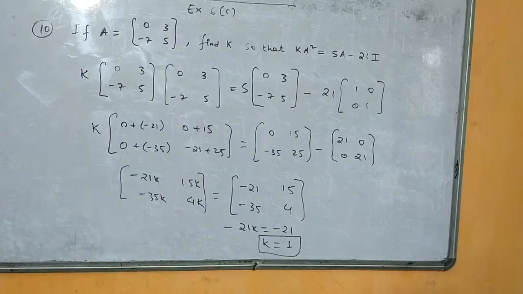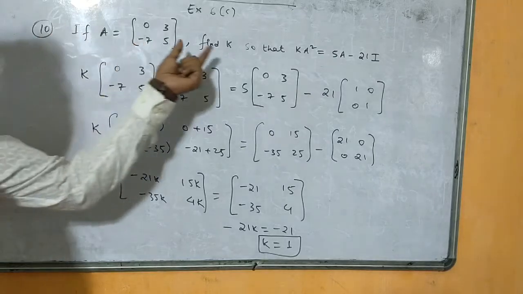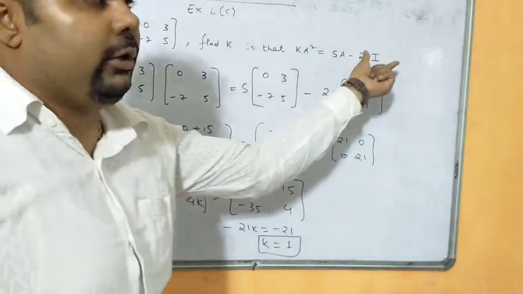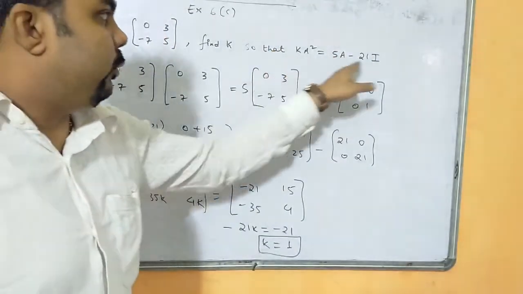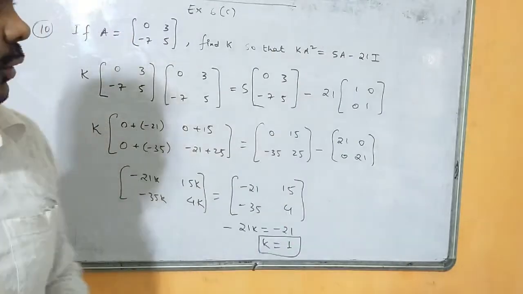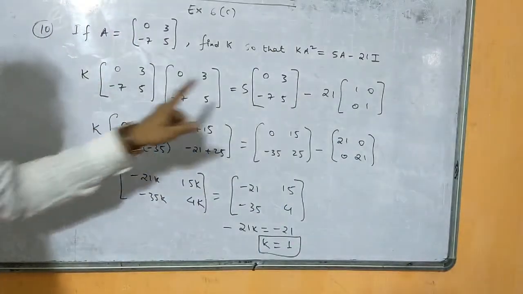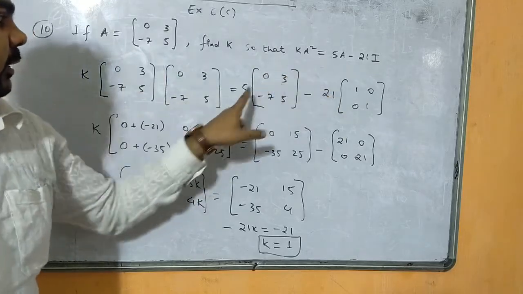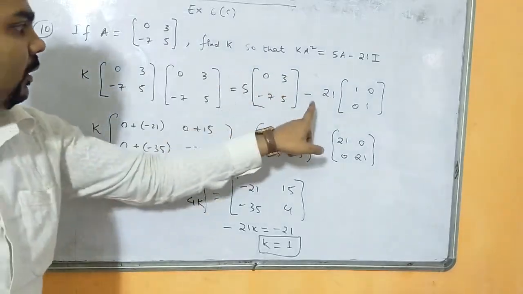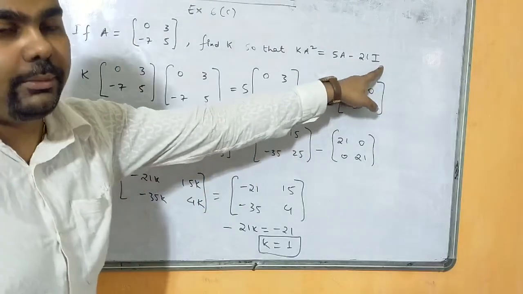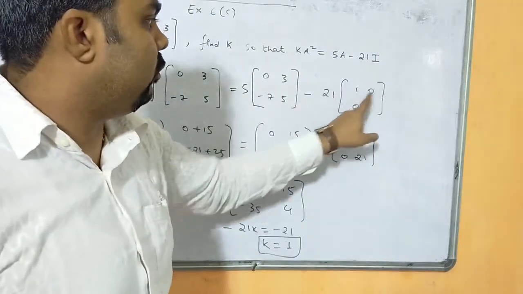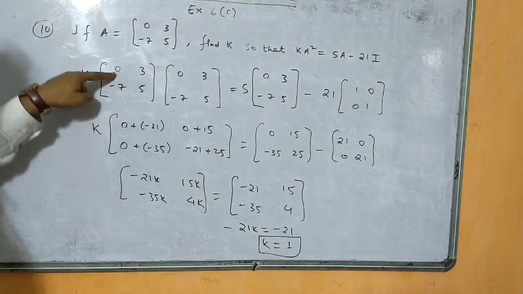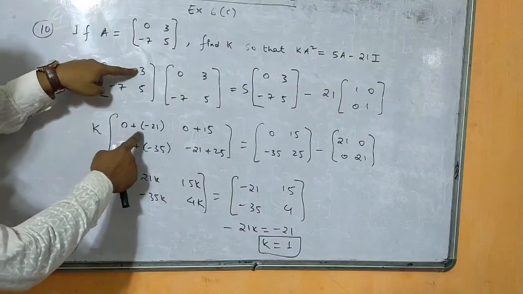Next question we have here: matrix A is given, we have to find K so that K A squared equals 5A minus 21I. So this equation is given, and from this equation we have to find the value of K. So K I have kept as it is, A squared, that means matrix A into A, equals 5A, that means 5 times matrix A, minus 21I, where I is the identity matrix of order 2, that is 1 0, 0 1.